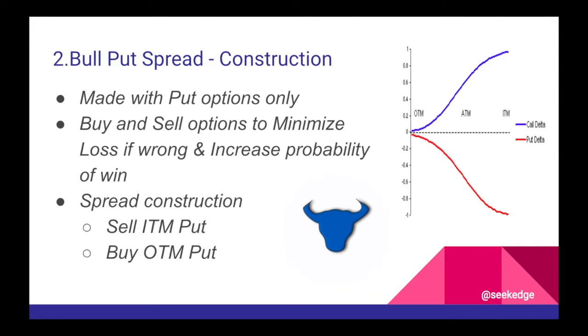Now let's go into the second one, which is a bull put spread. Bull put spread is also a bullish strategy. The only difference is that instead of calls, we are building this with puts. We don't simply buy puts. Simply buying puts is risky, so instead we use buying and selling both together to minimize the loss and increase the win probability. So in the bull put spread, what do we do? It's a bullish view, but we use puts. We sell the ITM, in-the-money puts and buy the out-of-the-money puts. That is how we construct it.